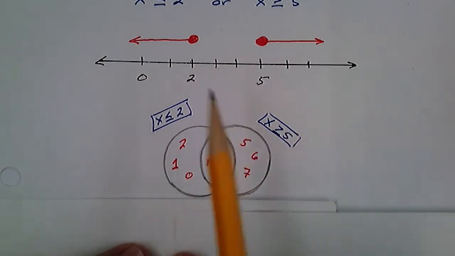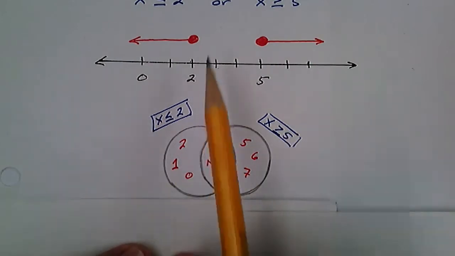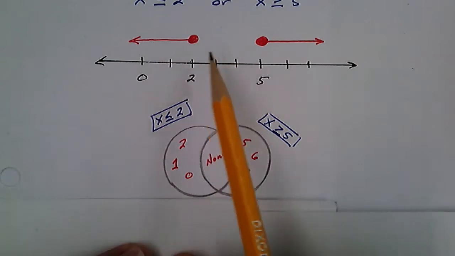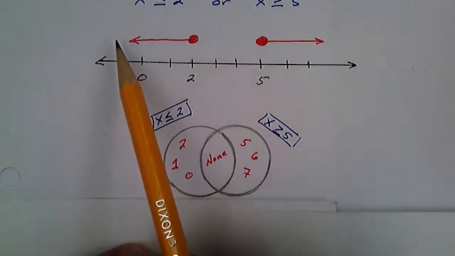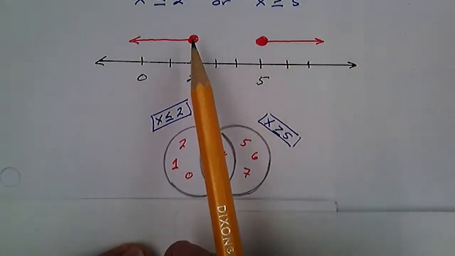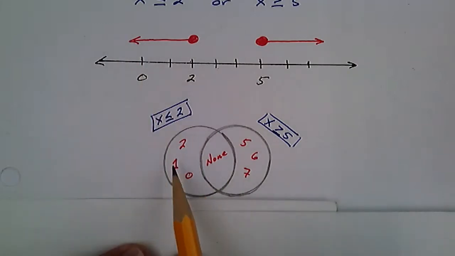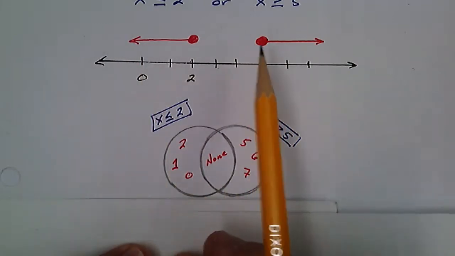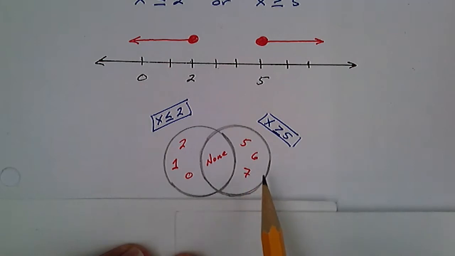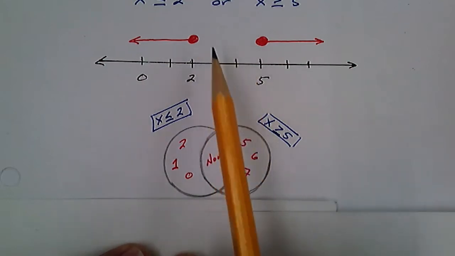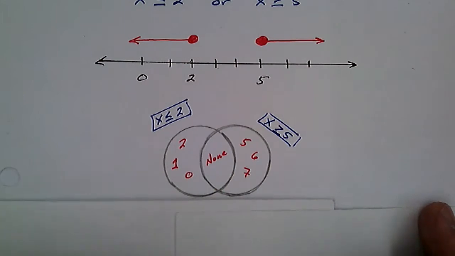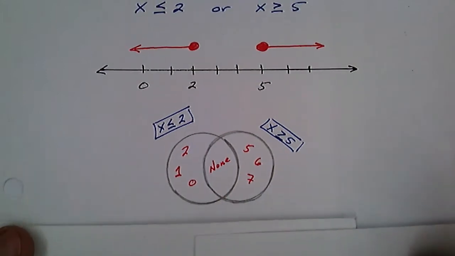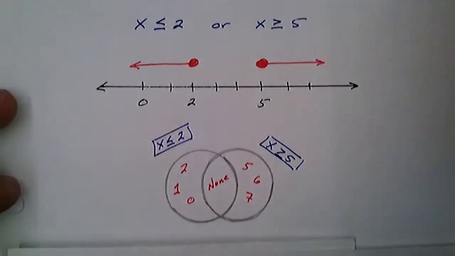so in this case, there is no overlap, right? If the two lines don't go in, they go out. So there is no overlap. For this one, we want 2, 1, or 0. And over here, we want 5, 6, 7, or anything bigger than 5. So there actually is no overlap in the two inequalities. That's why I put none. There's nothing in the middle. They don't overlap.